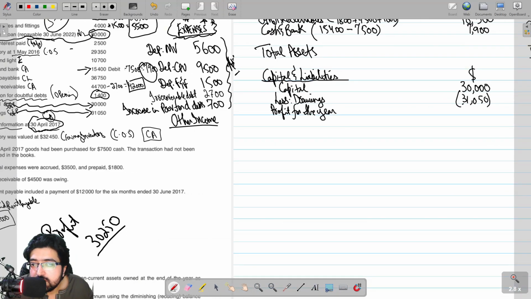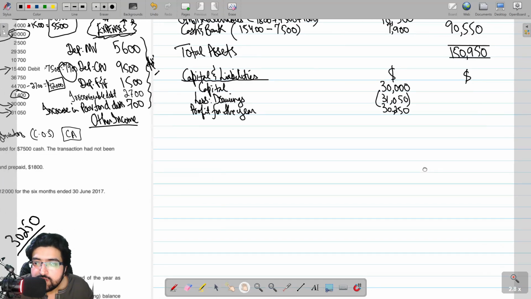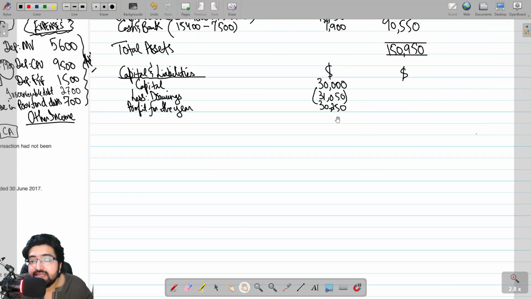So 30250 will be added to this. So 30,000 plus 30,250 minus 31050 will give me the final or closing value of capital. So let's see, 30,000 minus 31050 plus 30250. 29,200. This is the value of closing capital.